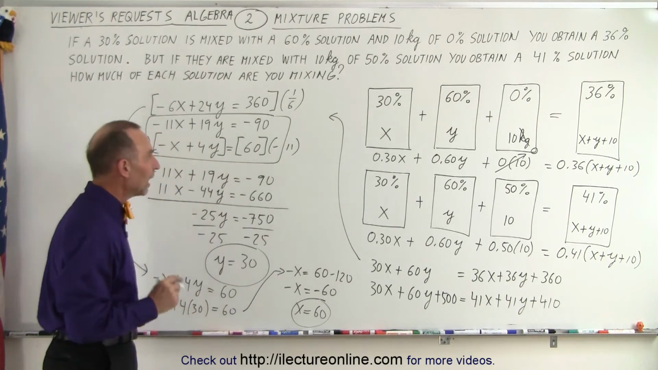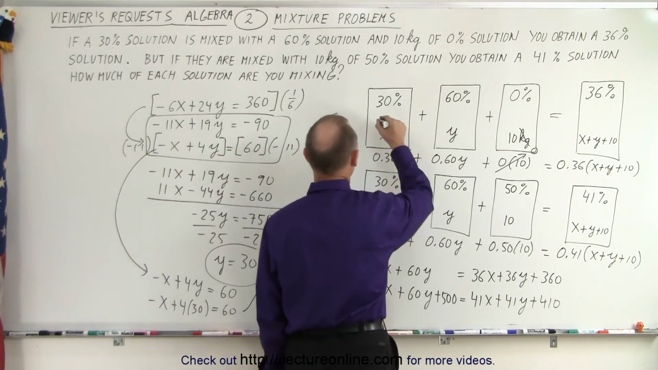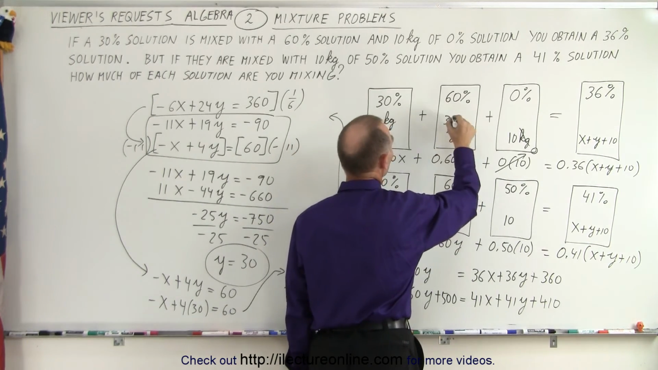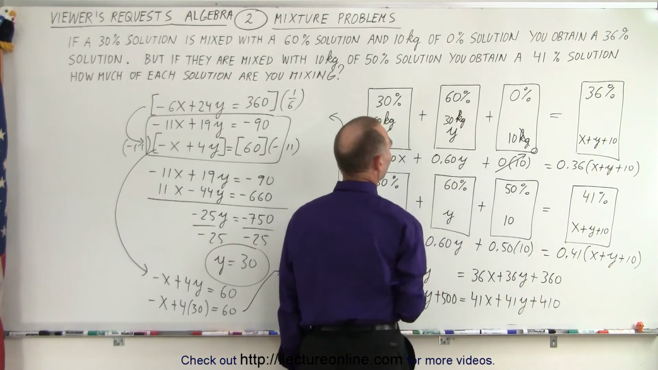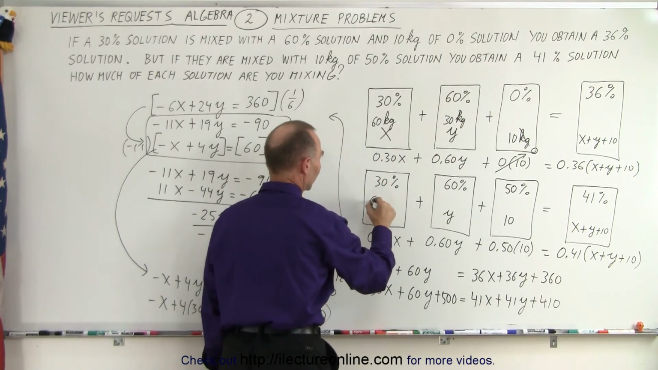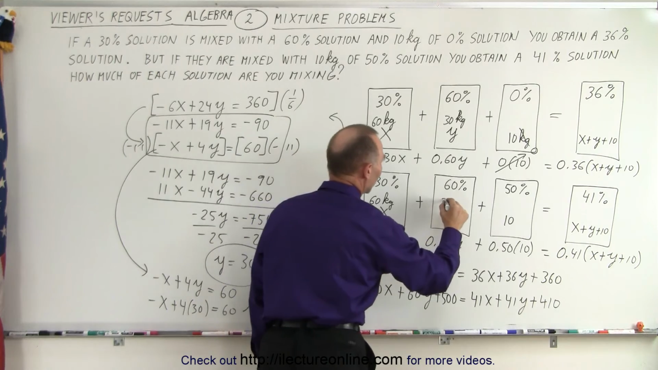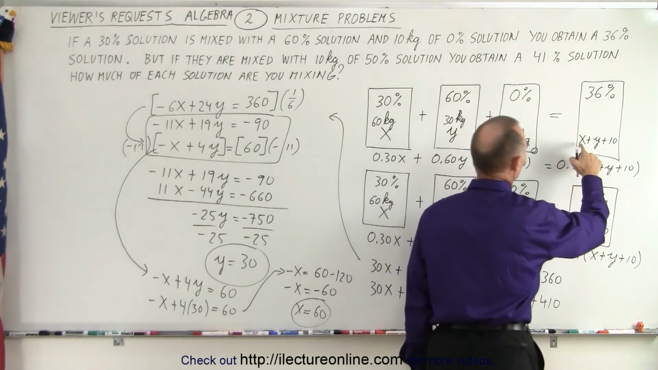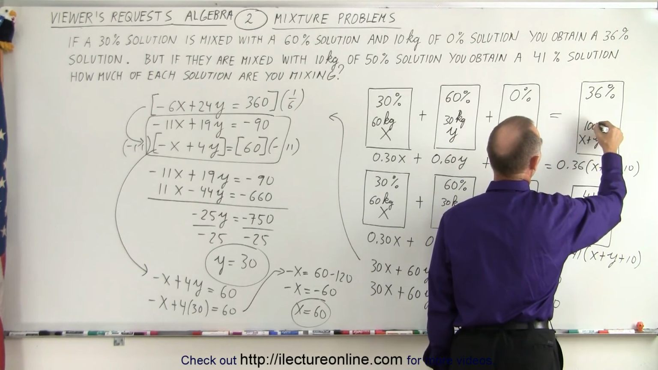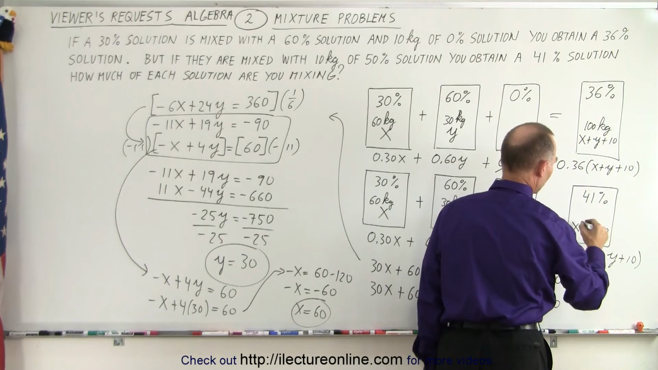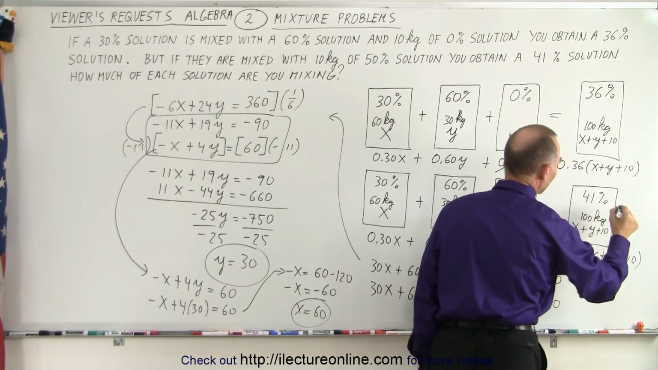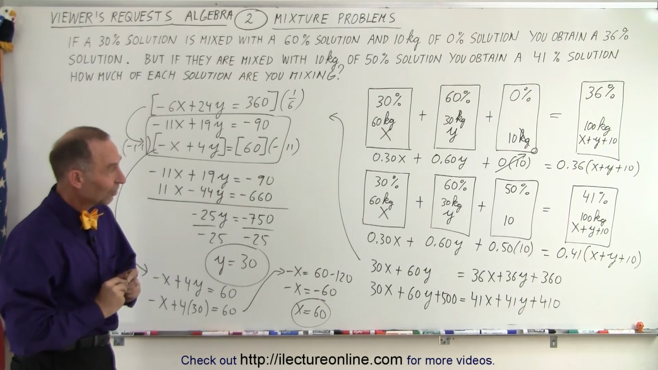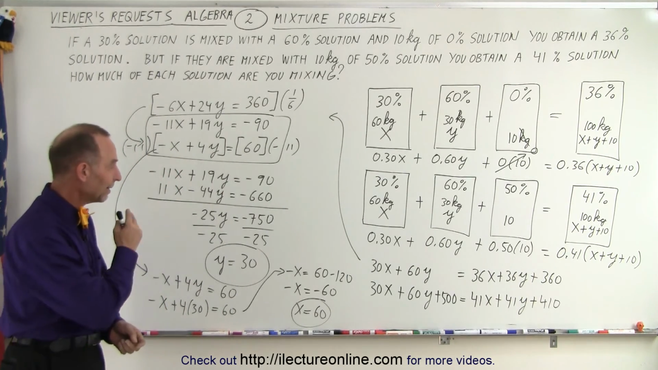So the solution is that we have x, 60 kilograms of the 30% solution, and we have 30 kilograms of the 60% solution. Same over here, 60 kilograms of the 30% and 30 kilograms of the 60% solution to end up with 30 plus 60 plus 10, or 100 kilograms of the 36% solution, or 100 kilograms of the 41% solution. So amazingly enough, with as little as they've given us, we still can solve the problem. And that is how it's done.